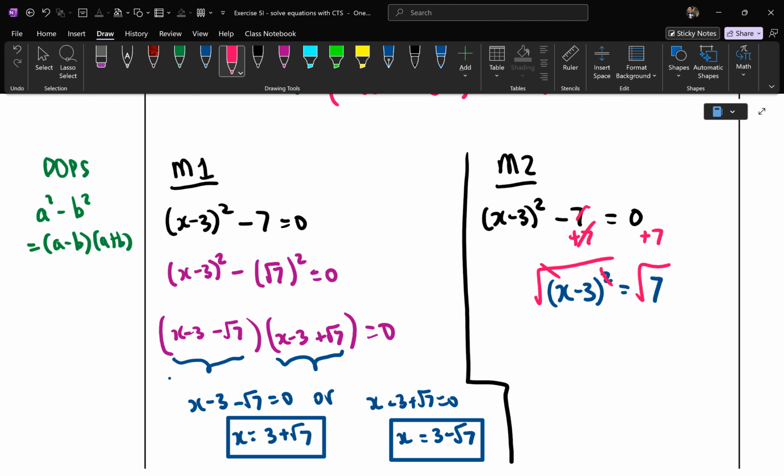So you have 2 scenarios. It could be 3 plus root 7, which is this one, or you could have 3 minus root 7, which is that one. Okay? So out of the 2 methods, I prefer inverse operations. I just think it's quicker. But method 1 practices more theoretical knowledge. So if your theoretical knowledge is not strong, if you don't know how to factorize often or quickly or identify them, this is good practice. Okay, that's typical year 11 stuff.